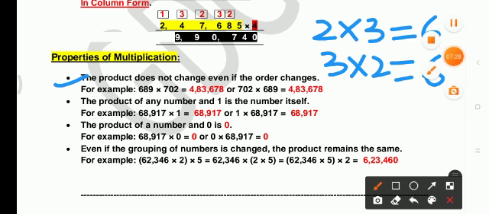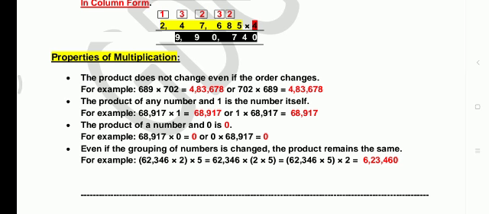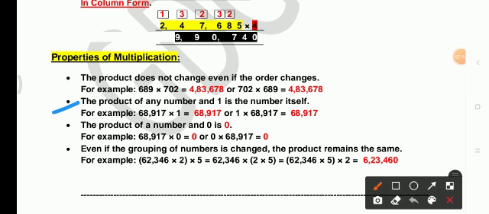Next is, the product of any number and 1 is the number itself. For example, 68,917 multiplied by 1 is equal to again 68,917. Or if we write it as 1 multiplied by 68,917, it will again give us 68,917. So the product of any number and 1 is the number itself.